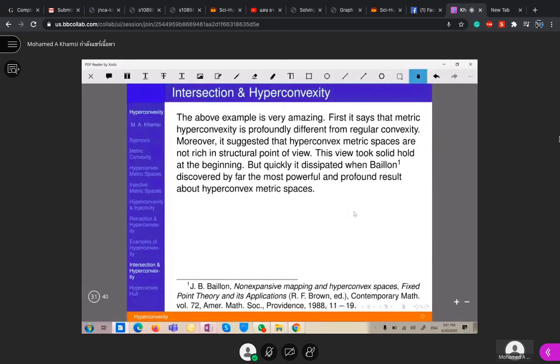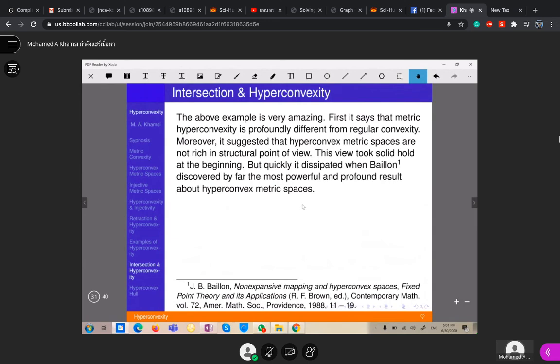Now, some of you may look at this as being a weak concept. This hyperconvexity is a weak concept. Anyway, as I said before, you have these graphs that are hyperconvex, and there is a lot we don't know yet about this, with some major applications.